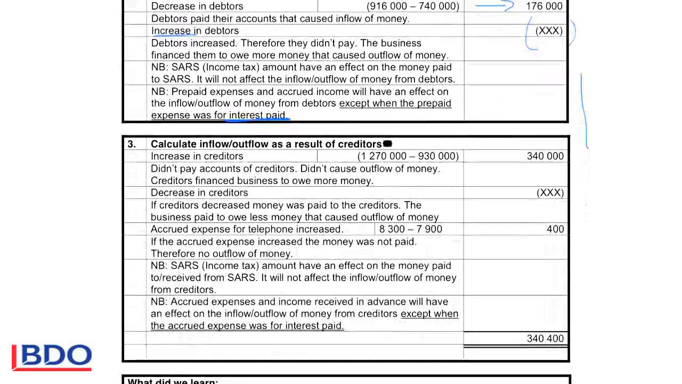the result of creditors, we see that there's an increase in creditors. That means that the business did not pay the creditors, and therefore the creditors financed the business and it was an inflow of money. If there was a decrease in creditors, then the creditors were paid so that the business owed them less money, then there would be an outflow of money.